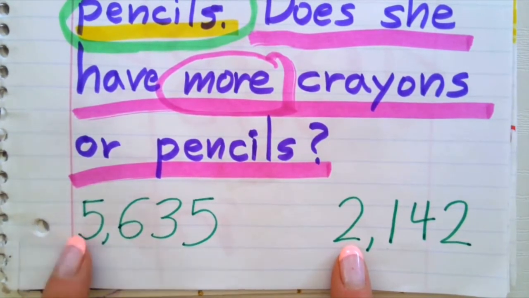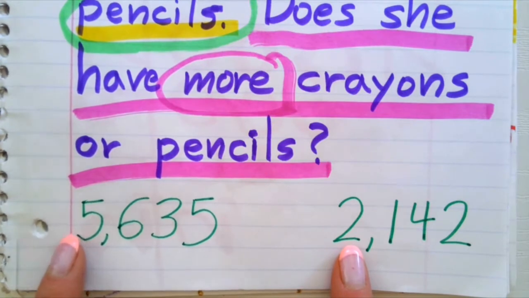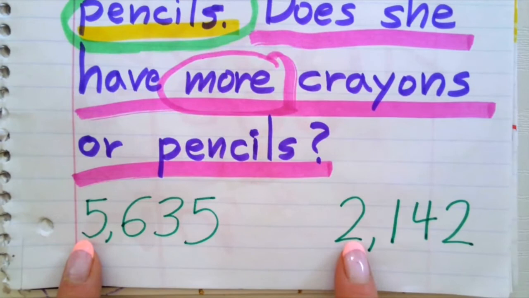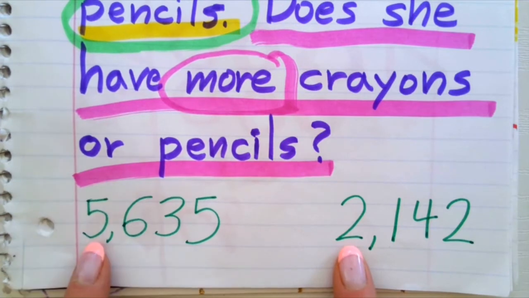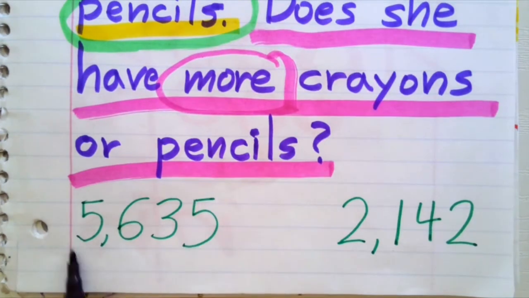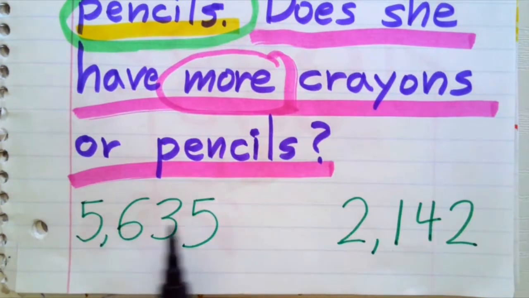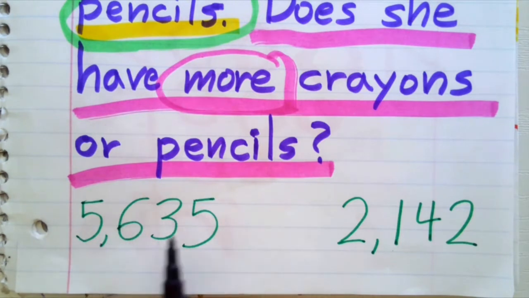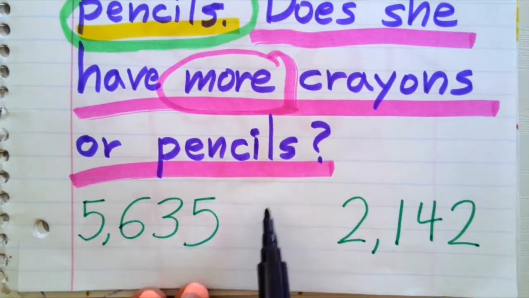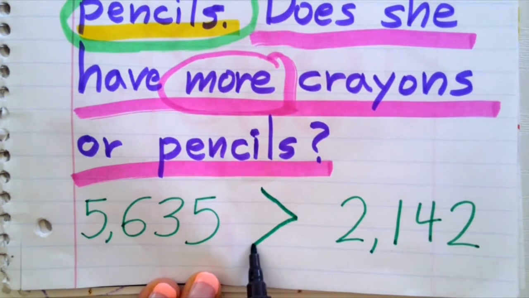What is the value of this 5? 5,000. And the value of this 2 is 2,000. What is bigger, 5,000 or 2,000? It's the 5,000 that's going to be the bigger one. 5,635 is greater than 2,142. What symbol do I write? If this side is greater than, the big open side should be on this side. So it should look this way.